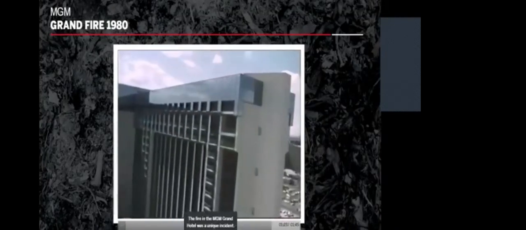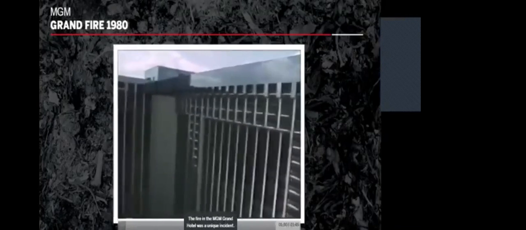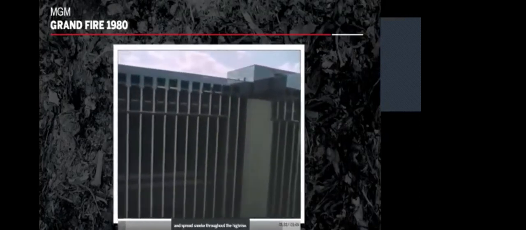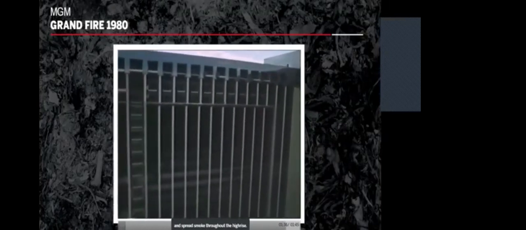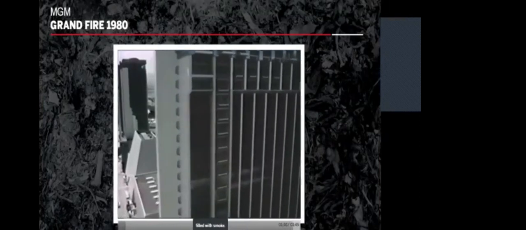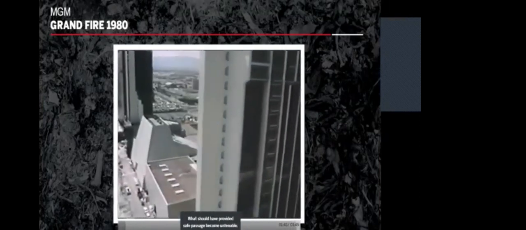The fire in the MGM Grand Hotel was a unique incident. The fire developed rapidly in a large undivided area and spread smoke throughout the high-rise. Exit stairways, which should have assisted evacuation, filled with smoke. What should have provided safe passage became untenable.